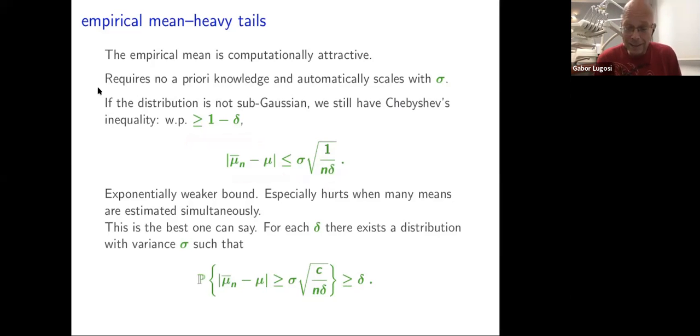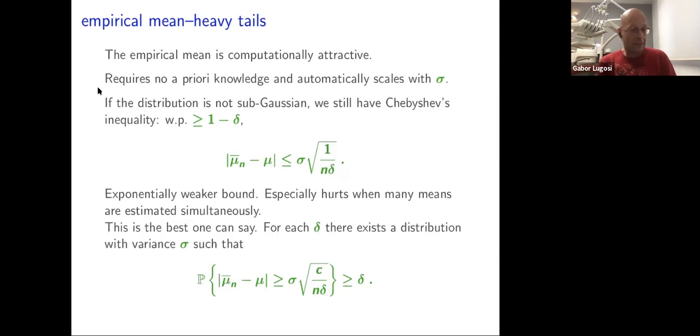which is much, much worse. This is important, especially in data science or machine learning, where we are usually not interested in estimating one mean, but millions and millions of means at the same time. If you want to use the union bound, then you better have something that's logarithmic here, because otherwise we are completely dead.